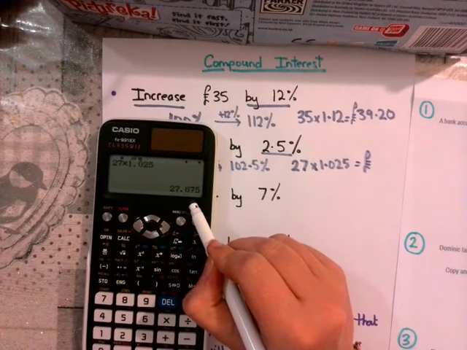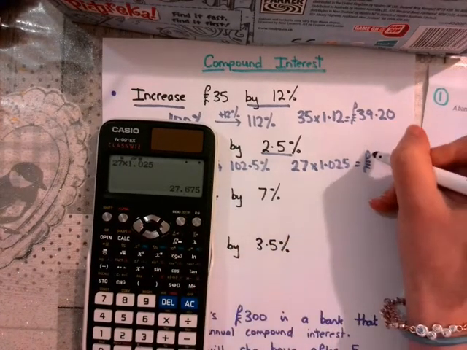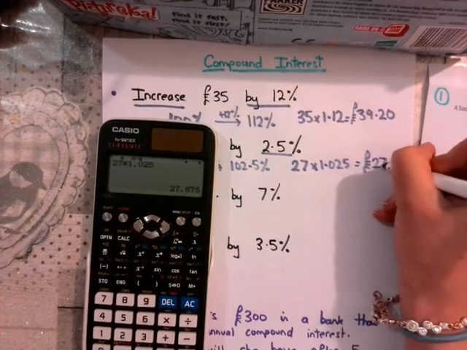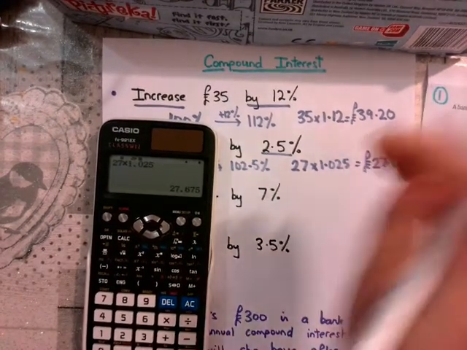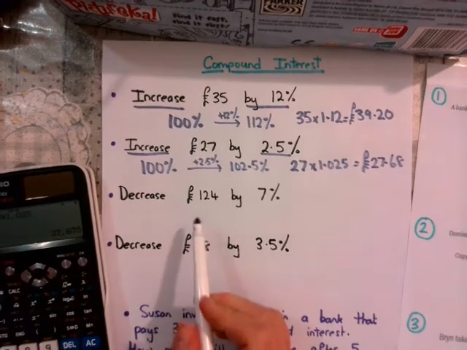However, the 5 makes the 7 go up to an 8 because it's 5 or more. So it would be 27.68.